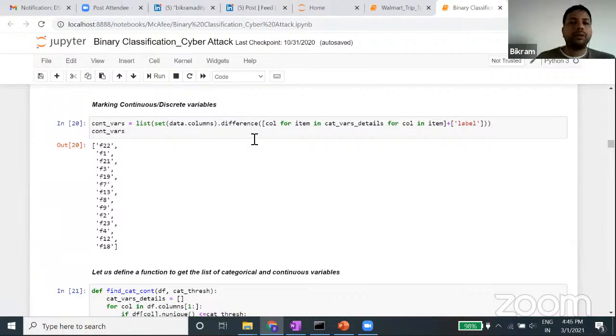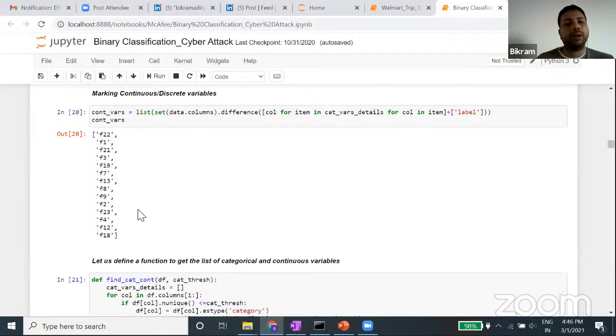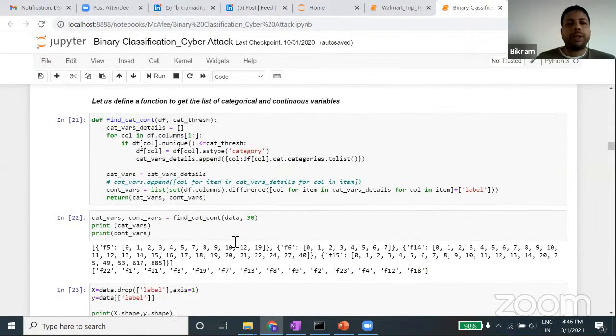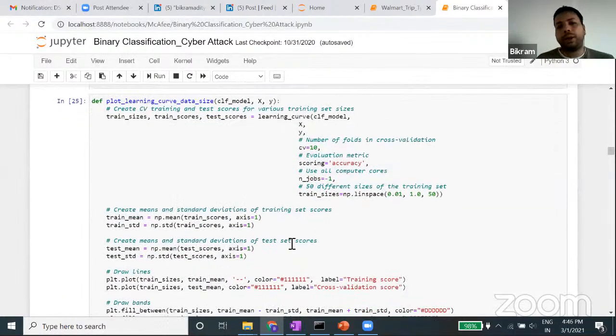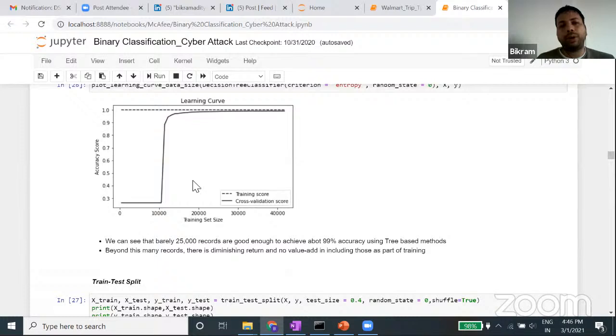Then continuous variable is total columns minus your categorical columns will give you the continuous variables. After that, what have I done? Yeah, I plotted the learning curve. You see that beyond this much of training data, so you have 50,000 data, right? You saw that in the earlier cells. Out of this, beyond, let's say, 25,000, it asymptotes, right?